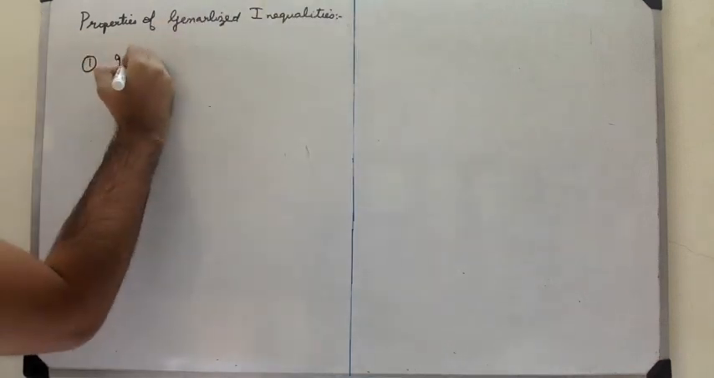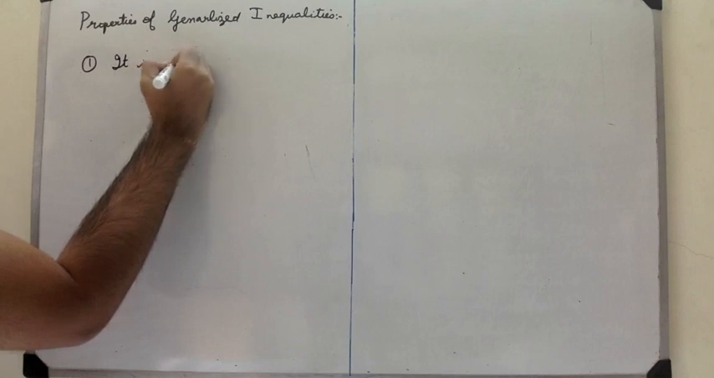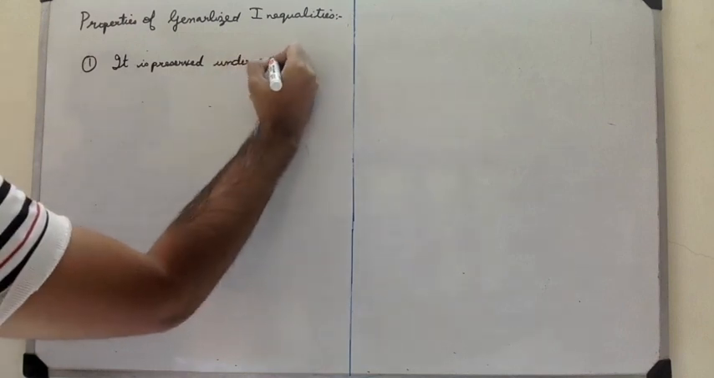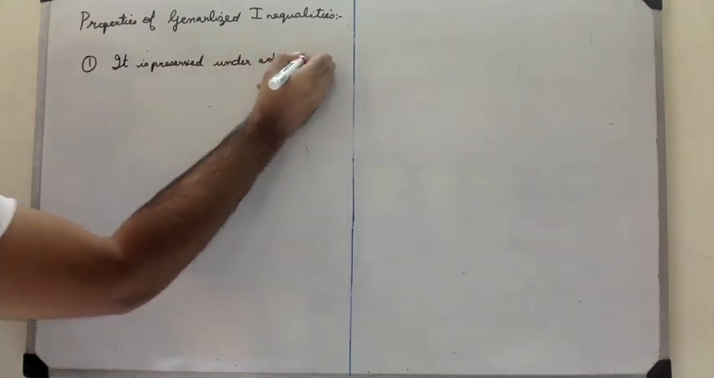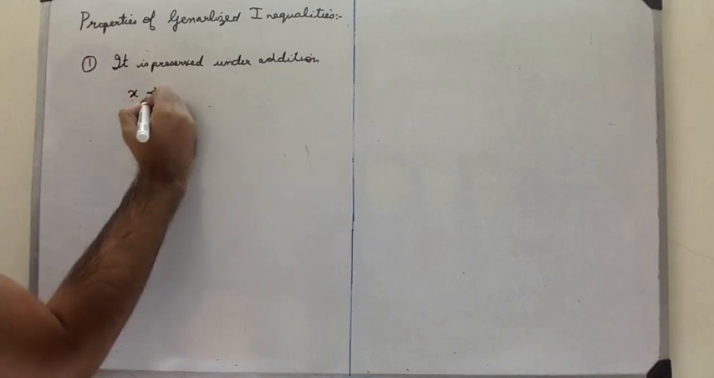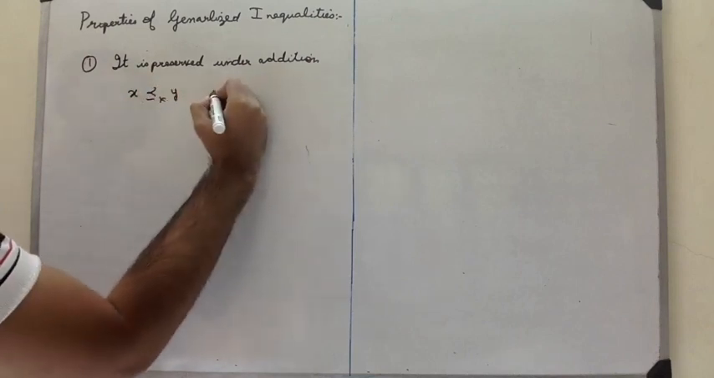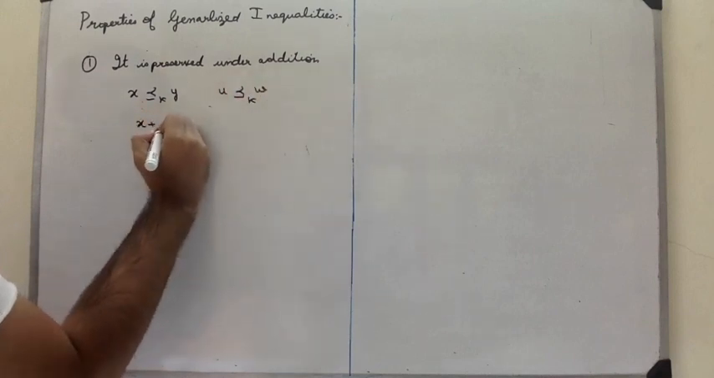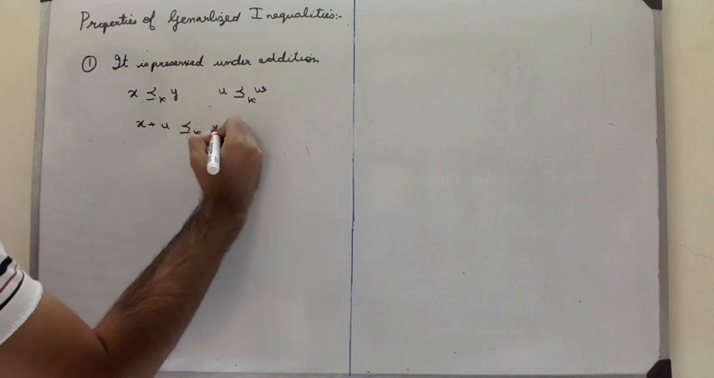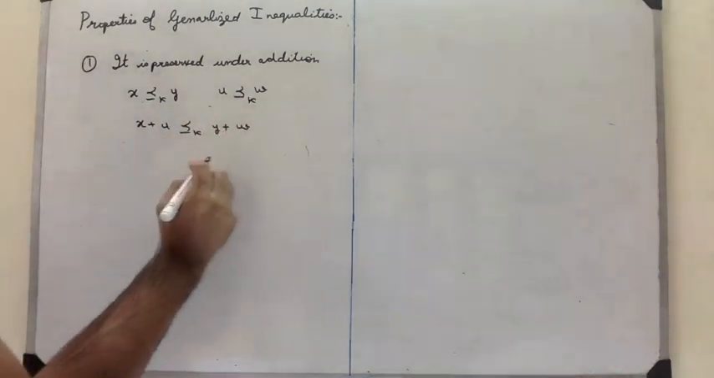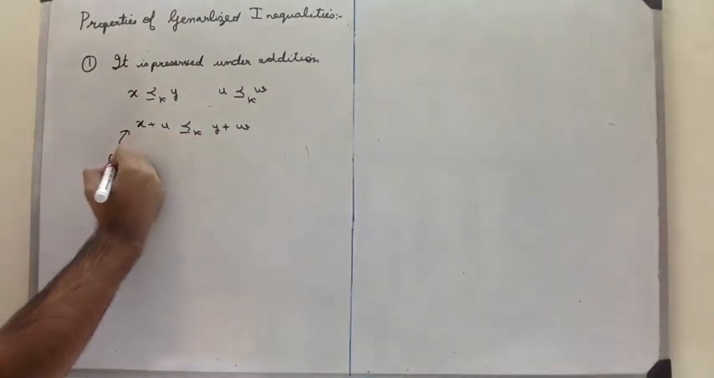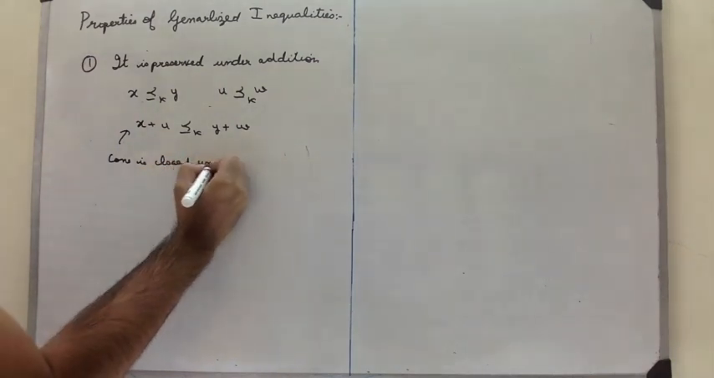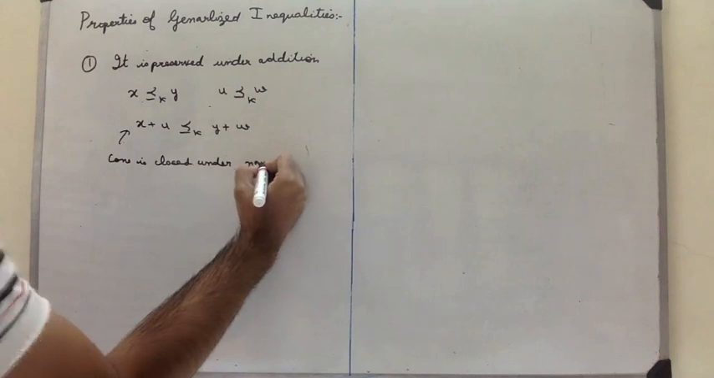First one, it is preserved under addition. For example, if x is less than or equal to y with respect to K and u is less than or equal to w with respect to K, then x plus u is less than or equal to y plus w. So this property is true because a cone is closed under non-negative combination. This is the conic property.